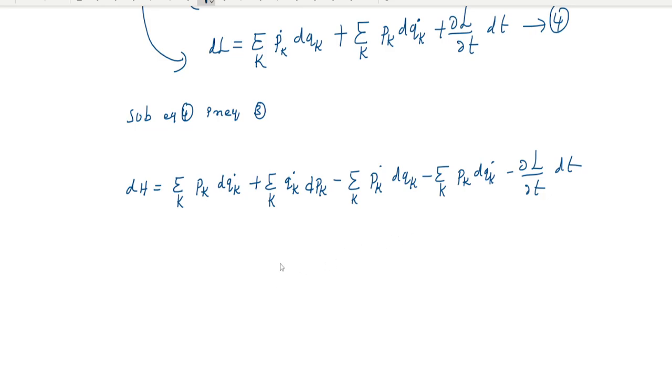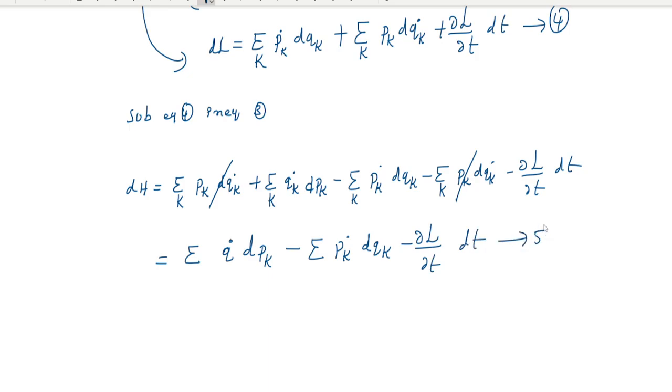So if you look carefully here, this one and this one are going to cancel, and the remaining three terms are there. Write down those three terms: summation of q dot dpk minus pk dot dqk minus partial L divided by partial t dt. This is our equation number 5.